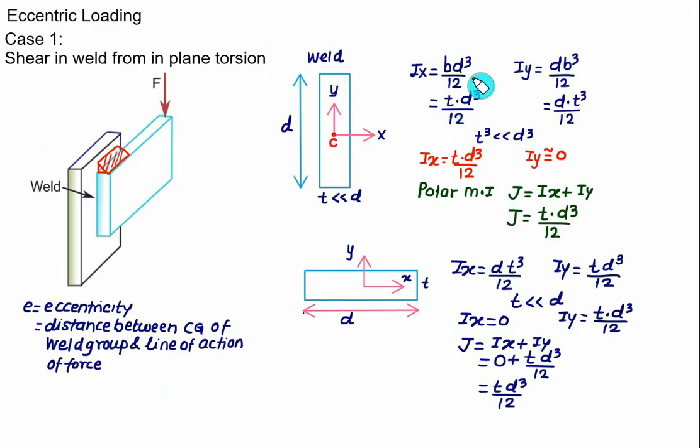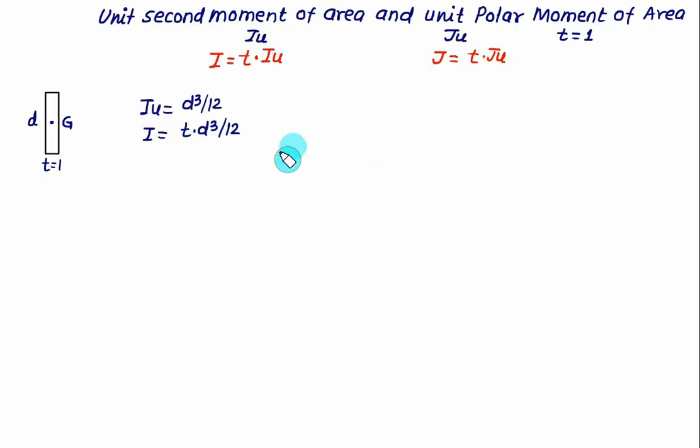So when we considered the weld and derived it by first principle, we also got the moment of inertia equal to t into d cube by 12. So our results will match here. Similarly, Ju is given as d cube divided by 12. So the total polar moment of area is obtained by multiplying t with the unit polar moment of area. That is, we have t into d cube divided by 12.